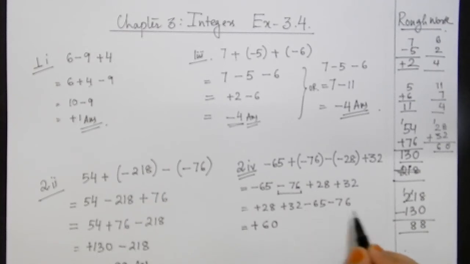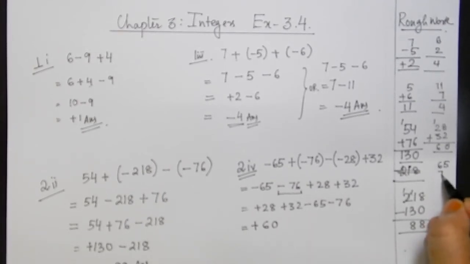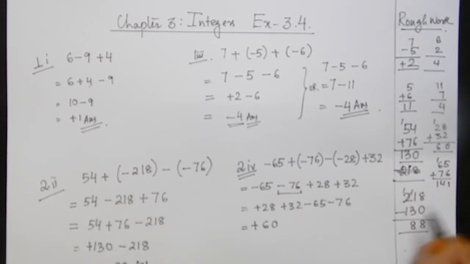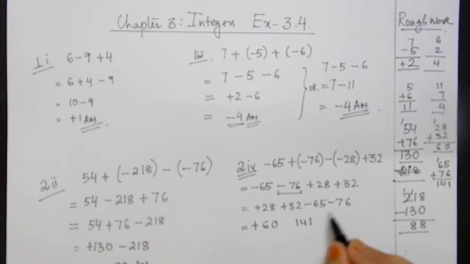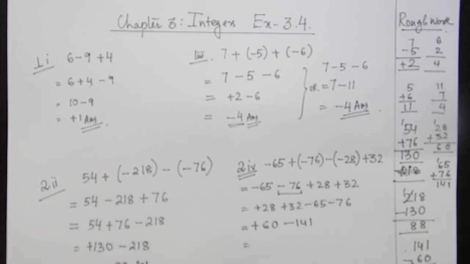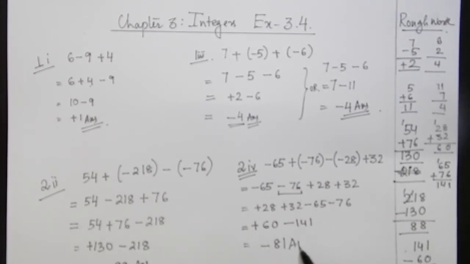What is the sum of all the negative numbers? 65 and 76. Let us add: 11, carry 1, and this is 14. 141. Since they are negative numbers, here it will be minus. Now see, again 1 plus and 1 minus, so we have to subtract. So let us subtract the smaller number from the greater number. This is 1 and this one is 8, right? So that is 81, and the greater number is negative, so the answer is also negative.